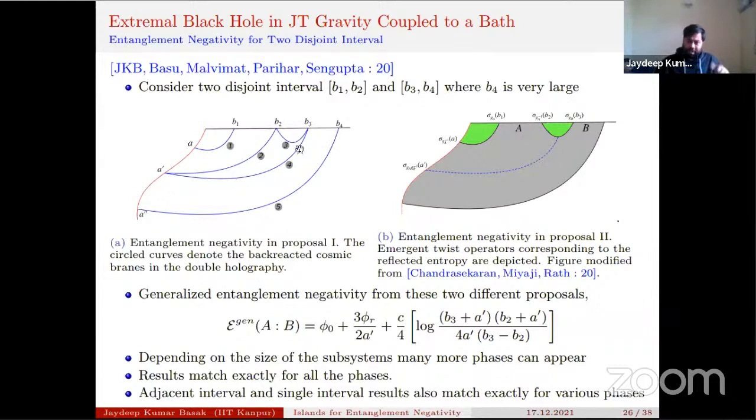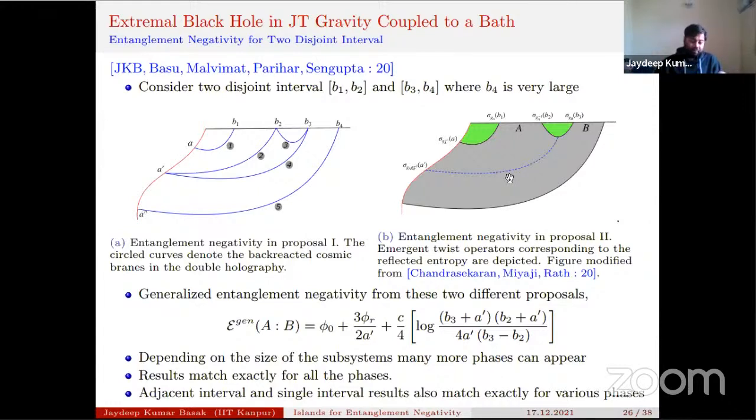And if we just invoke the same condition in the first scenario, we can also get the negativity to be 0. Another condition is that we can have A to be very, very small. In that case, what we have is this EWCS line is going to land here in this black RT. So we can calculate negativity for this kind of situation as well. And also, if we try to invoke the same condition in this scenario, and we try to compute entanglement negativity via the first proposal, we are going to get the same result as the second proposal. So we can say that all the results are matching for all the phases.